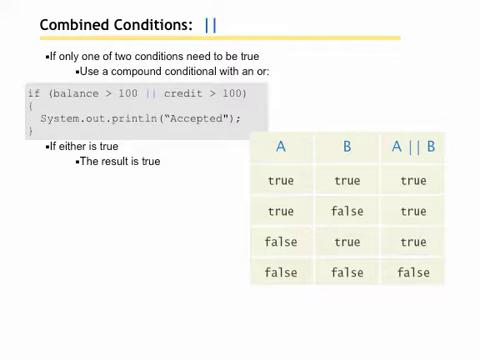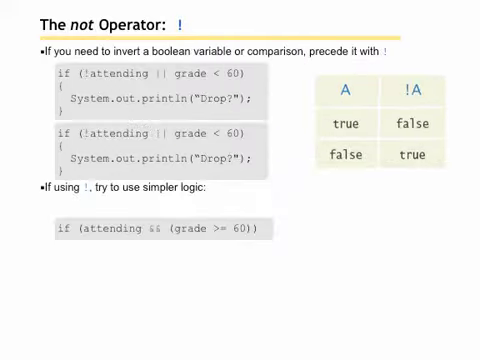The OR expression returns true if either one or both of the conditions A and B are true. So if A and B are true, then A or B is true. If A is true and B is false, then A or B is true. If A is false and B is true, then A or B is true. And finally, if A is false and B is false, then A or B is false.